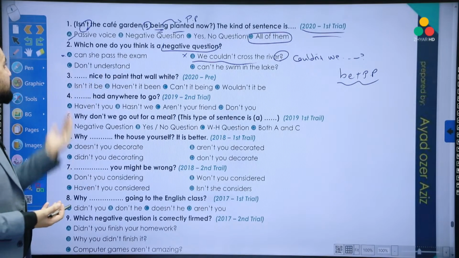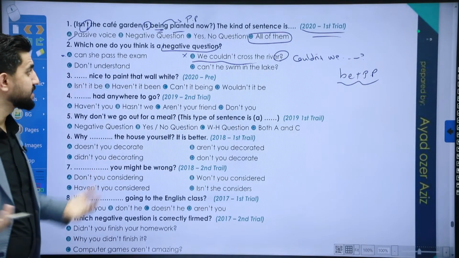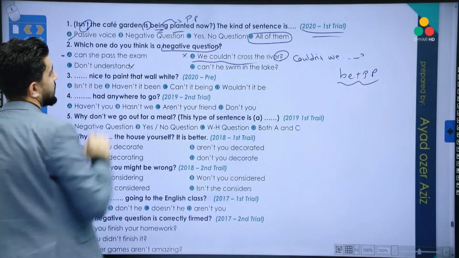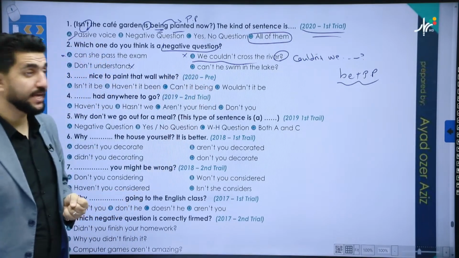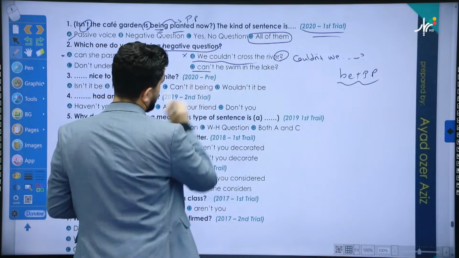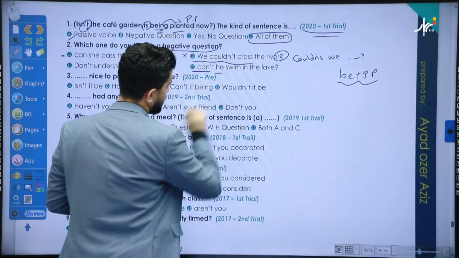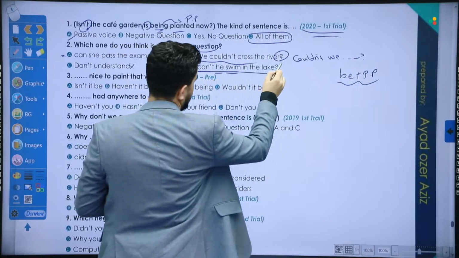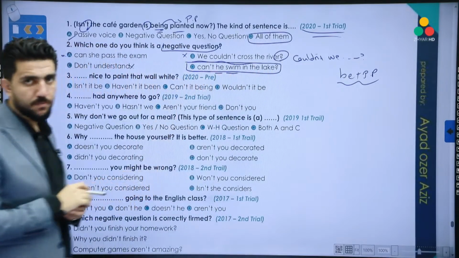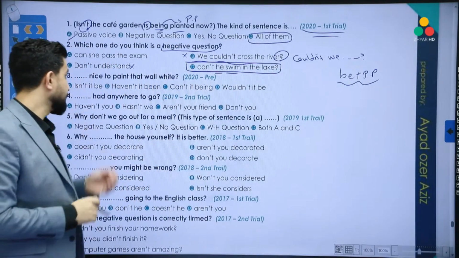Where's the question mark? Where's the subject? It's not a negative question as well. Can't he swim in the lake? We have a modal verb followed by subject followed by infinitive. It's a very correct negative question. Okay, well done.